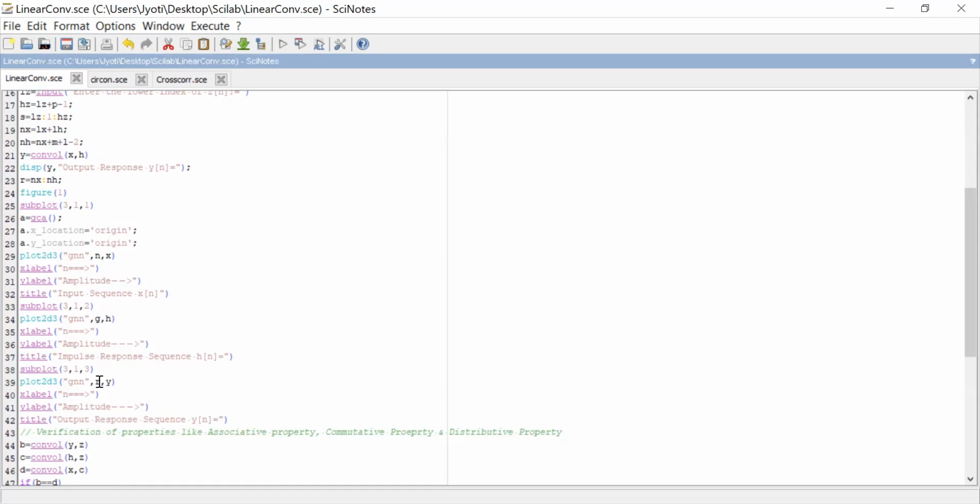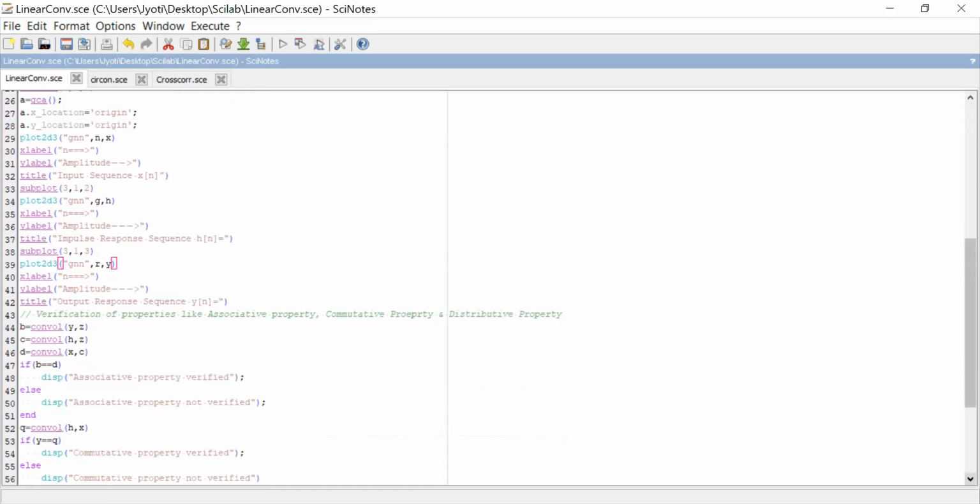Then the third diagram we draw is for the output y of n, that is the convolution of x of n with h of n. Therefore, subplot 3, 1, 3, that is the third figure, is the output value. Here also we give x label, y label, and the title. The x label, as I told, is what is along the x-axis, and the y label is what is along the y-axis. The title means what that third figure indicates. Okay, this is about the convolution. We are done with the convolution of two signals, x of n and h of n.